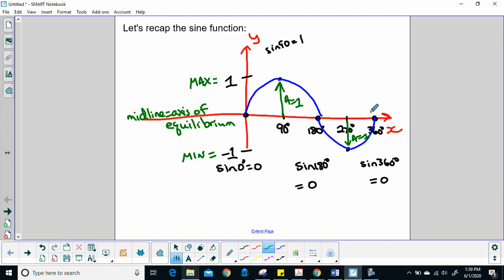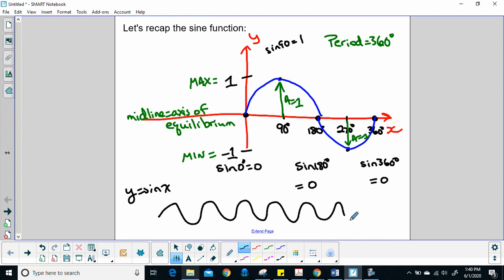Okay, sine curve repeats itself every 360 degrees. So our period is 360 degrees. And it goes forever and ever. So my sine curve really, like we're just kind of focusing on a key piece here. It really goes forever and ever.